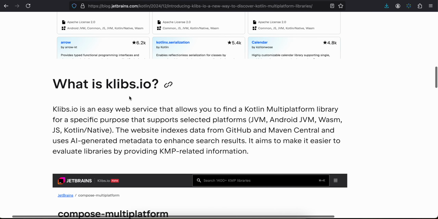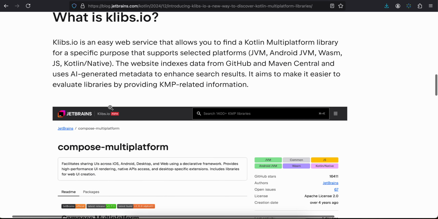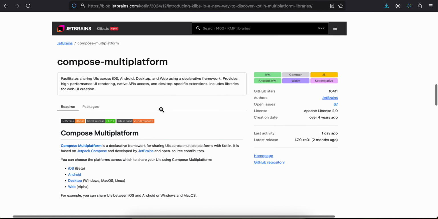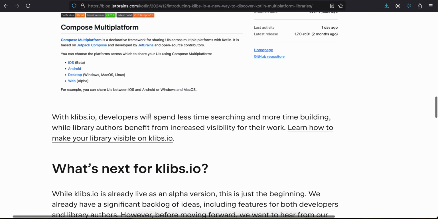And what is klibs.io? It is an easy web service that allows you to find a Kotlin Multiplatform library for a specific purpose that supports selected platforms: JVM, Android JVM, Wasm, JS, Kotlin Native. The website indexes data from GitHub and Maven Central and uses AI-generated metadata to enhance the search results. It aims to make it easier to evaluate libraries by providing KMP-related information. So yeah, they have given an example of Compose Multiplatform.